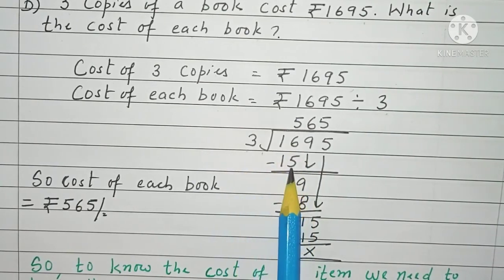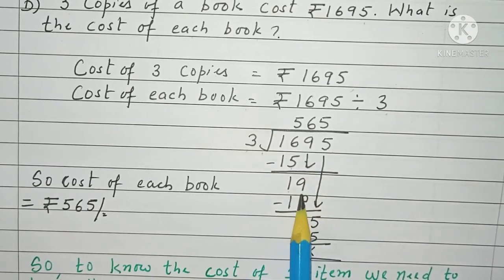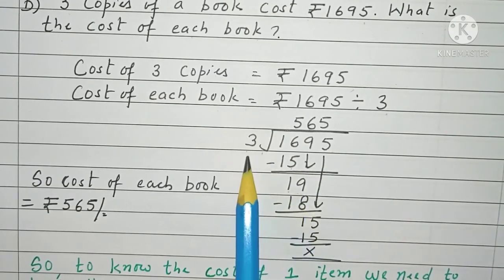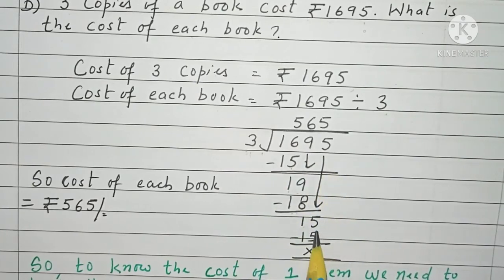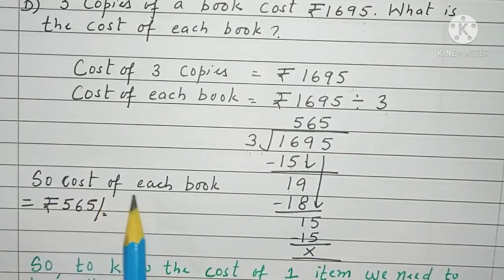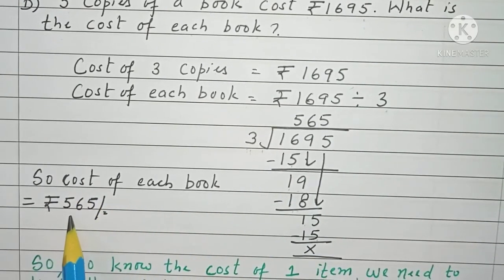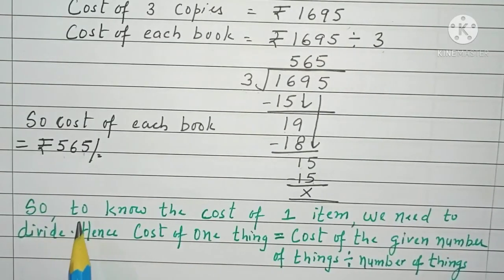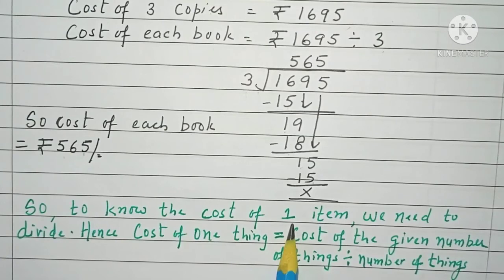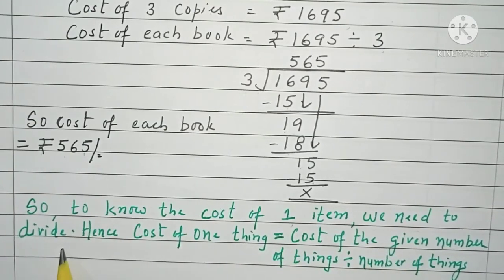3 5s are 15. 6 minus 5 is 1. Putting 9 down, we have to look for 19 in the table of 3. The smaller number than 19 is 18. So 3 6s are 18. 9 minus 8 is 1, making it 15. 3 5s are 15. So the cost of each book is rupees 565. So students, to know the cost of one item, we need to divide.